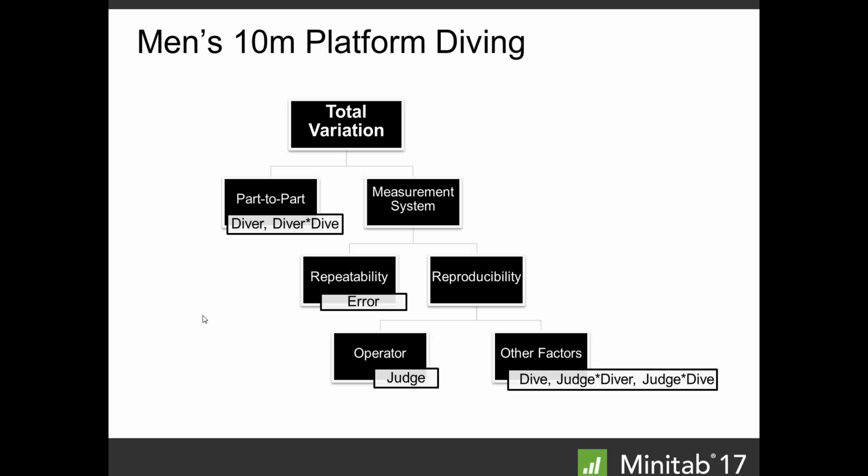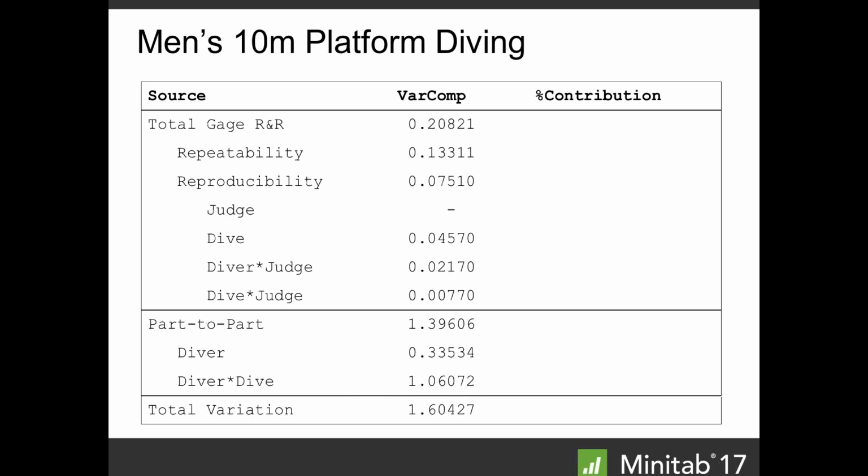And here I'll actually do it. So when you do a general linear model on something like this, one of the statistics you can request are variance components from each term. So here I have the variance components from every term we want to look at. Some of these are adding up. So for example, judge, dive, diver judge, and dive judge, those 4 terms all add up to that reproducibility number. So it's pretty easy here to then just convert these into percentages.